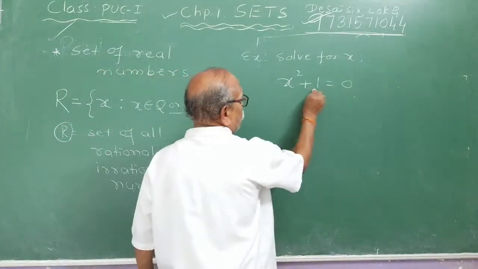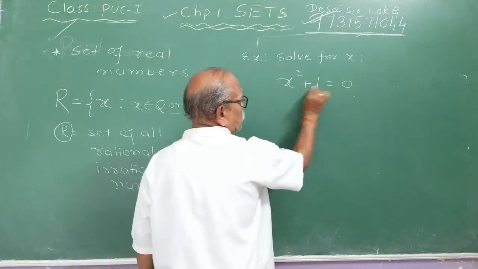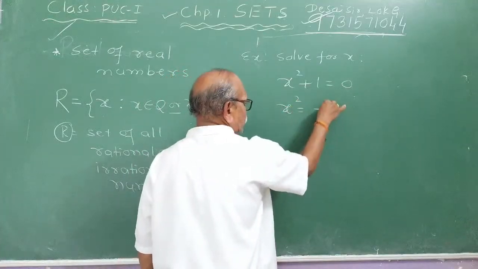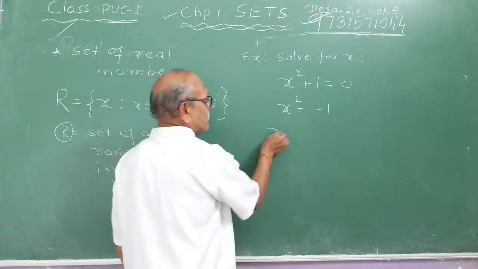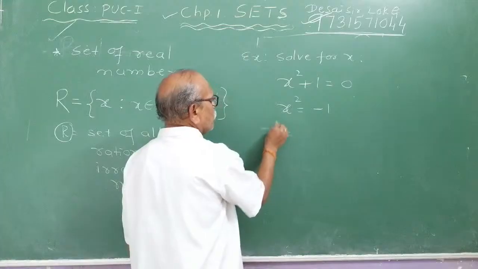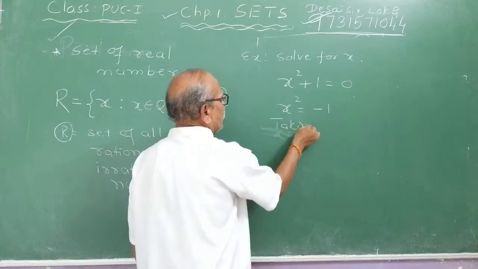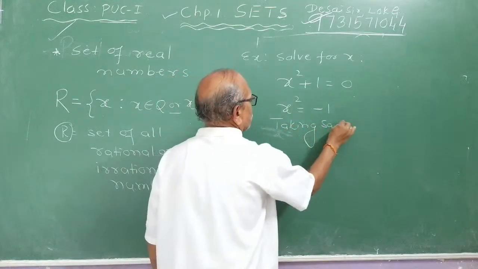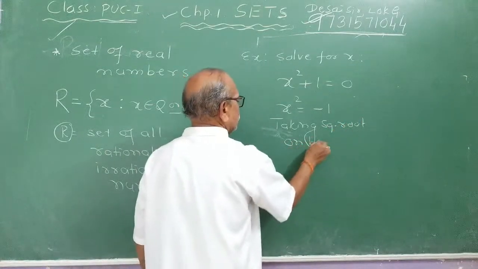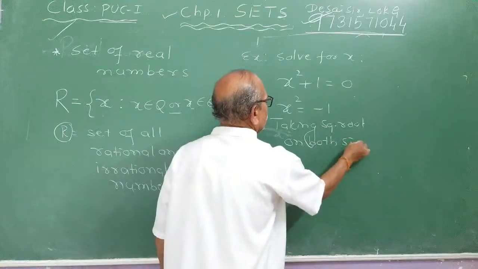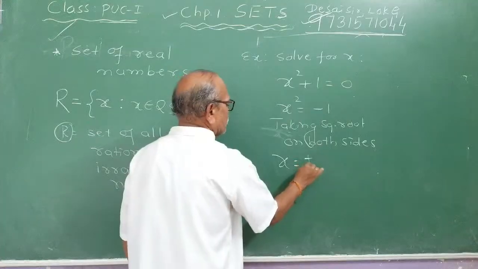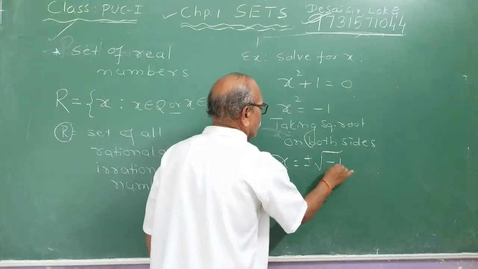Whenever you want to solve this, first of all, you have to take plus 1 to the right. What do you get? x square is equal to minus 1. Then what is x equal to? You studied at the school level: taking square root on both sides. What do you get? You will get x is equal to plus or minus root of minus 1.